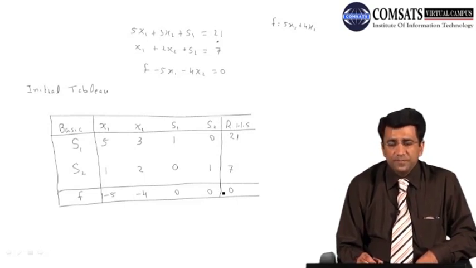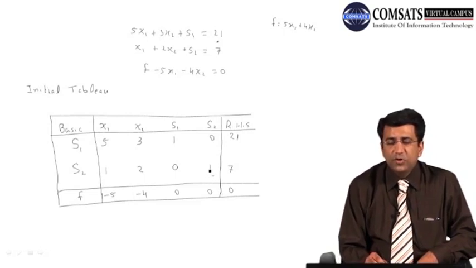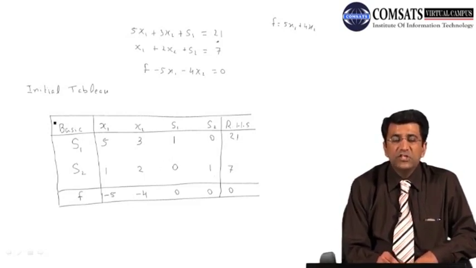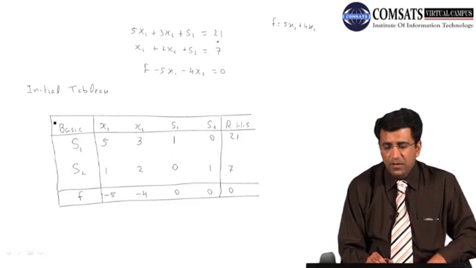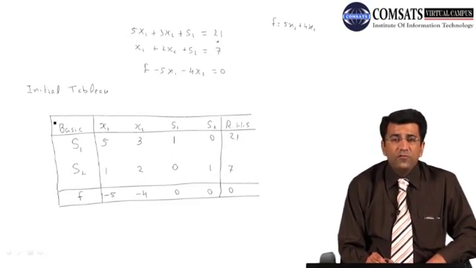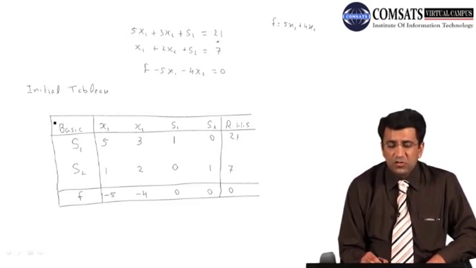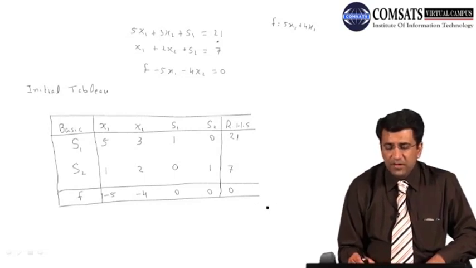So class, now it should be clear how we are going to fill that particular table, and this table is usually known as the initial tableau. Now we will have to find out whether this table is giving us the optimal solution or not.